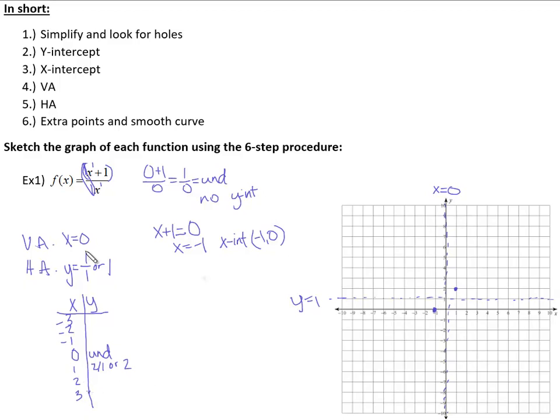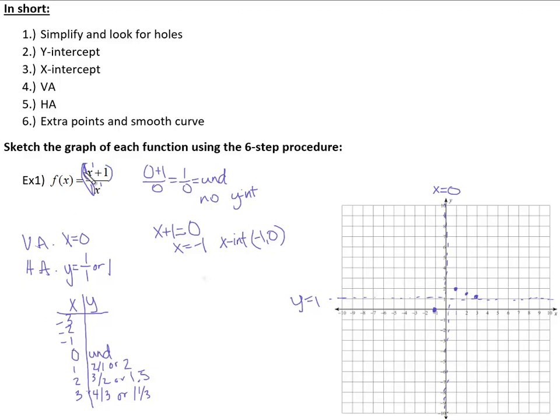Let's plug in 2. 2 plus 1 is 3 over 2. So I end up with 3 over 2, or 1.5. So at 2, I'm at 1.5. And then I could plug in 3. I get 3 plus 1 is 4 over 3, which is 1 and 1/3. So at 3, I'm at about 1 and 1/3. Okay, and I get something like this.